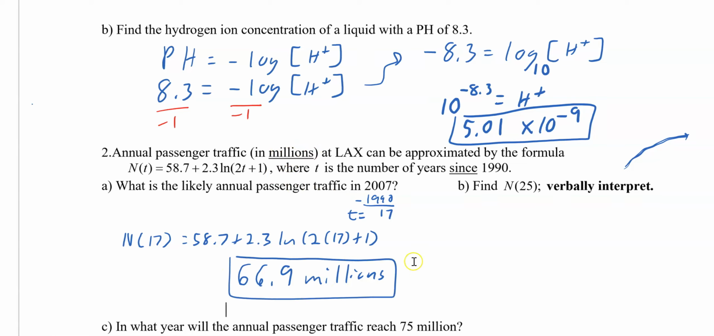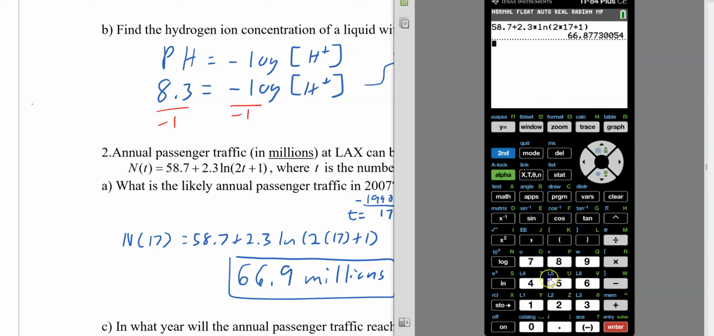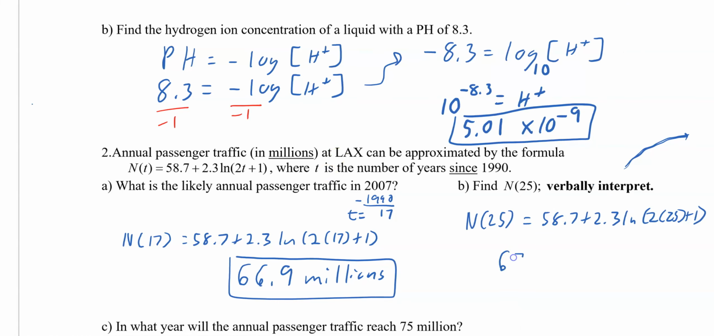Okay. So what would n of 25 be? So if we do that same idea, n of 25, and we plug it in, so 58.7 plus 2.3 natural log, and now we do 2 times 25 plus 1. What does that give us, and what does it mean? So we take our calculator, and I'm going to just go back up and grab it, and this will allow me to just change the 17 to a 25 and hit enter, and so we get 67.7. So it's 67.7 million.